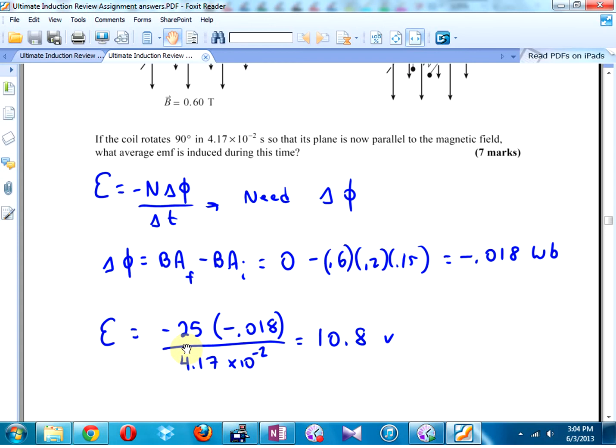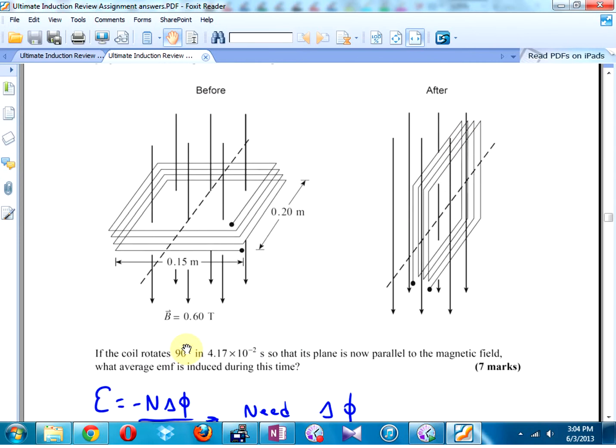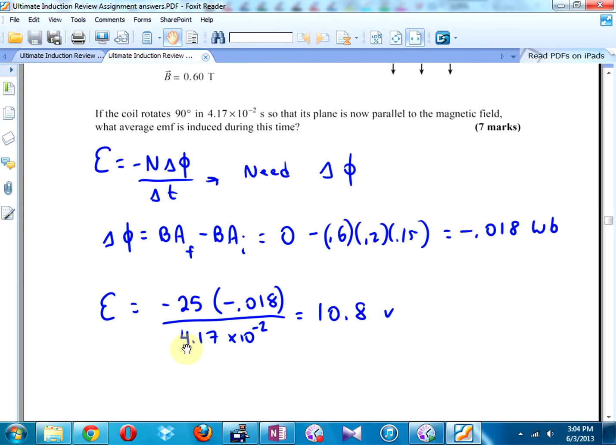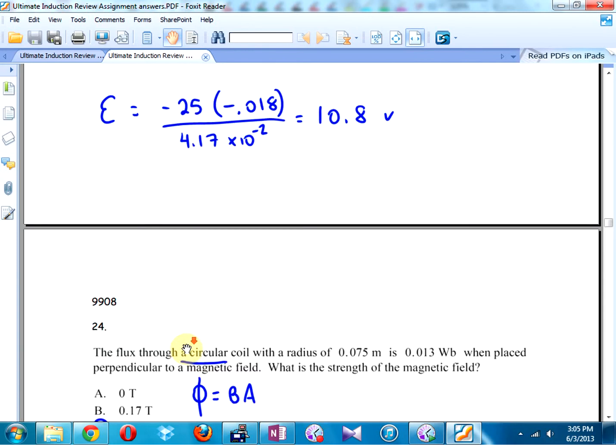You need the change in flux. Oh, hey, one of them is 0. Oh, and it's not even a circle. It's a rectangle. The area, you don't have to go pi r squared. It's just length times width, for Pete's sake. But probably one of those. Definitely multiple choice, maybe a written.